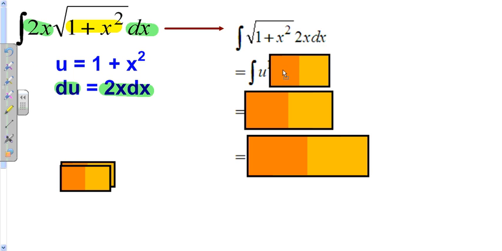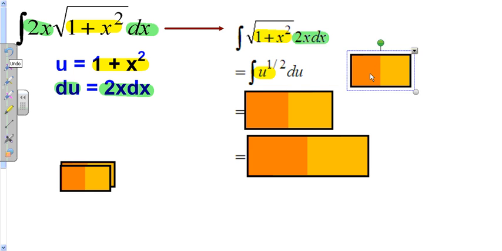So in other words, it's really the integral of the square root of u, because remember, u is this, so it's the square root of u. And then our 2 dx is what our du is. So now all we have to do is just integrate this.